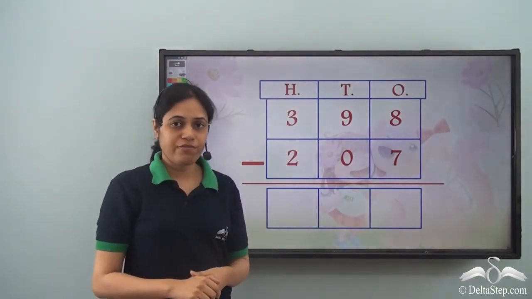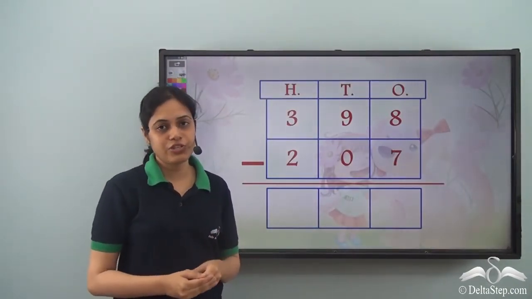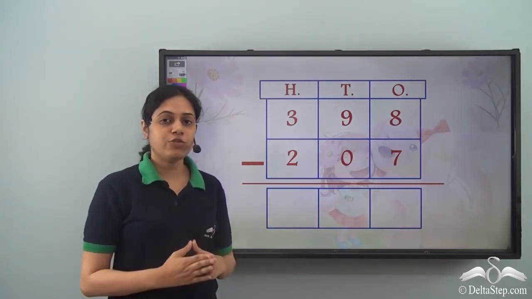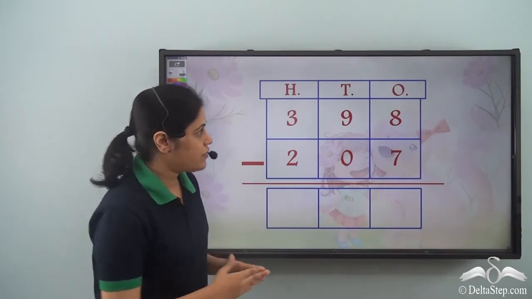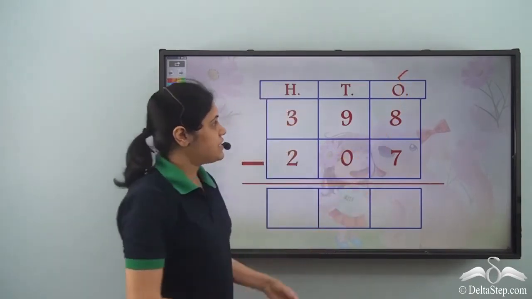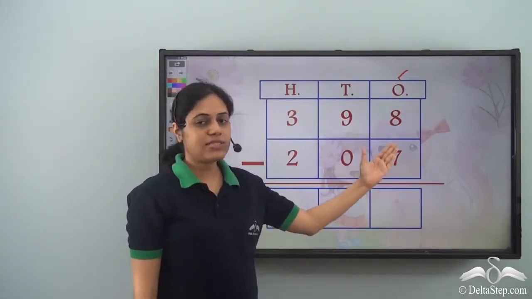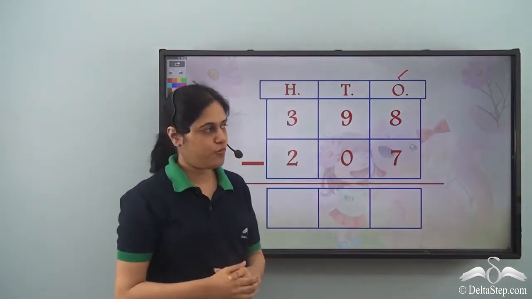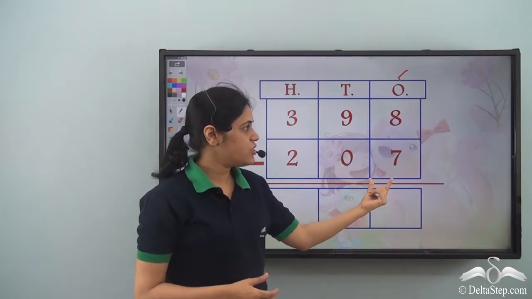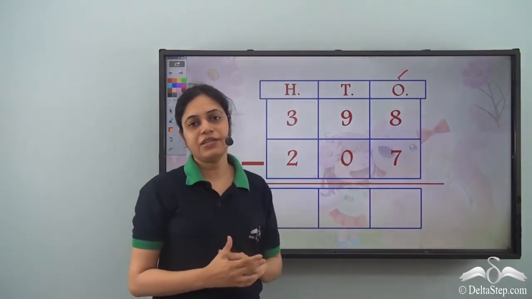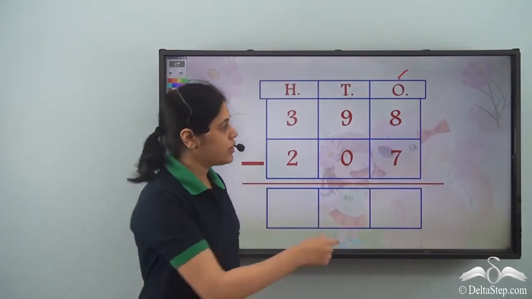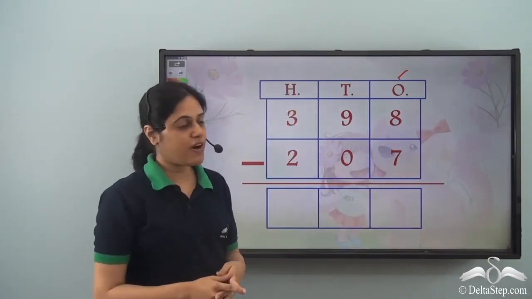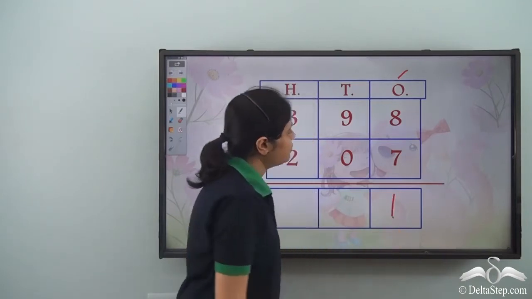So now that you have learned how to subtract 3-digit numbers, let's subtract these two numbers. So where do we start? I start with the ones room. And see, instead of hundreds, tens and ones, we have written H, T and O. So I first subtract the digits in the ones room. I have 8 minus 7. 8 minus 7 is 1. So I have 1 here.